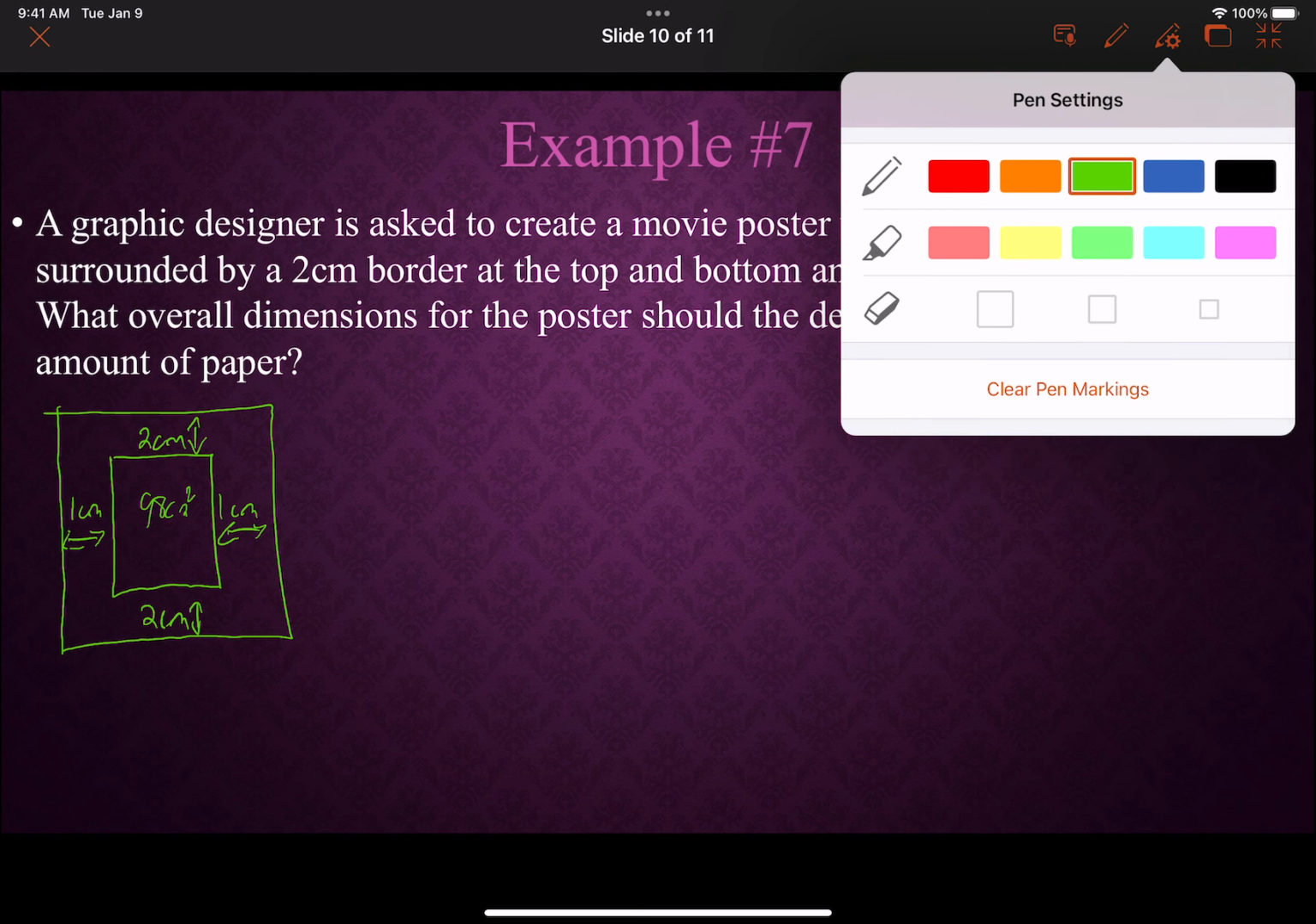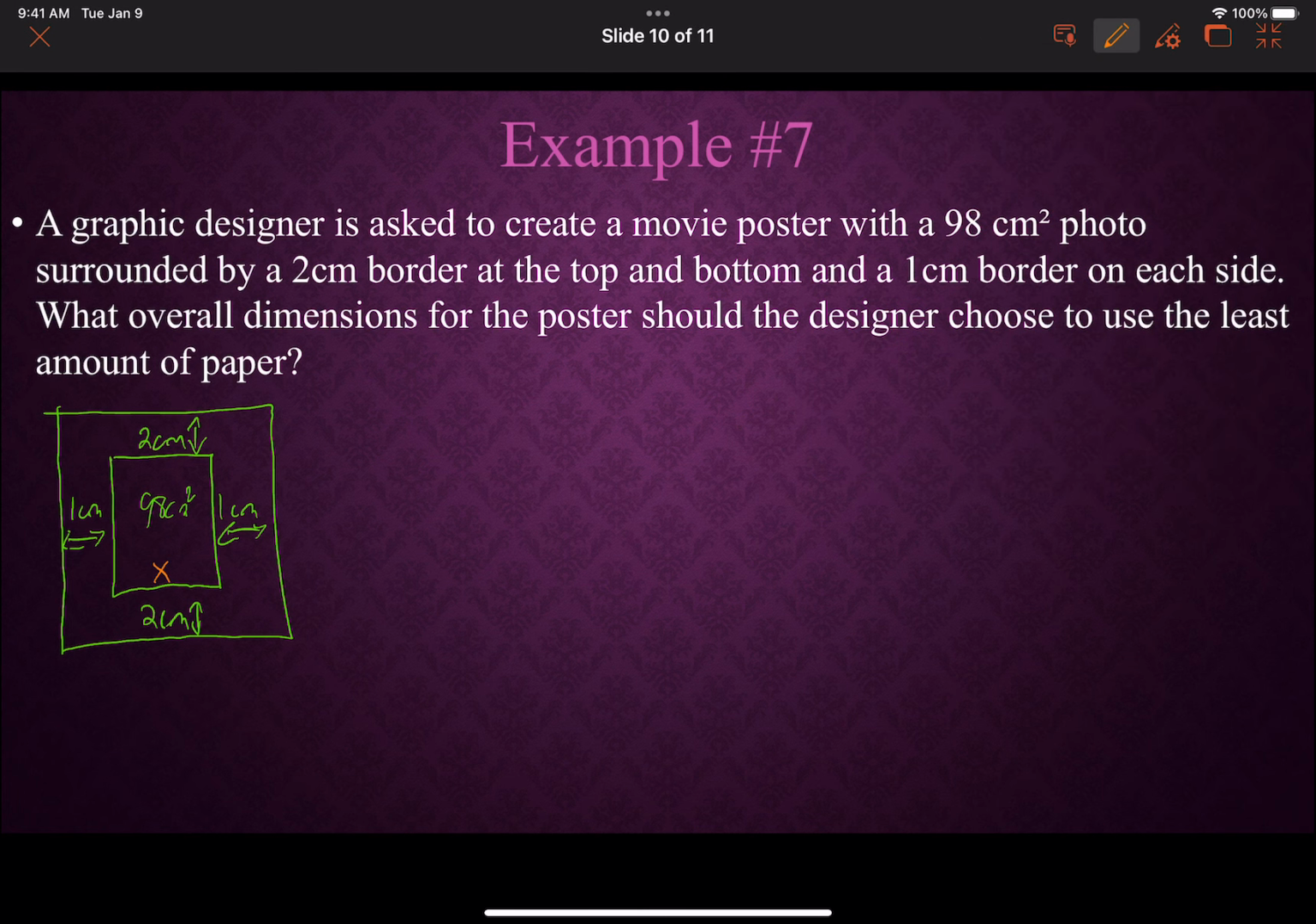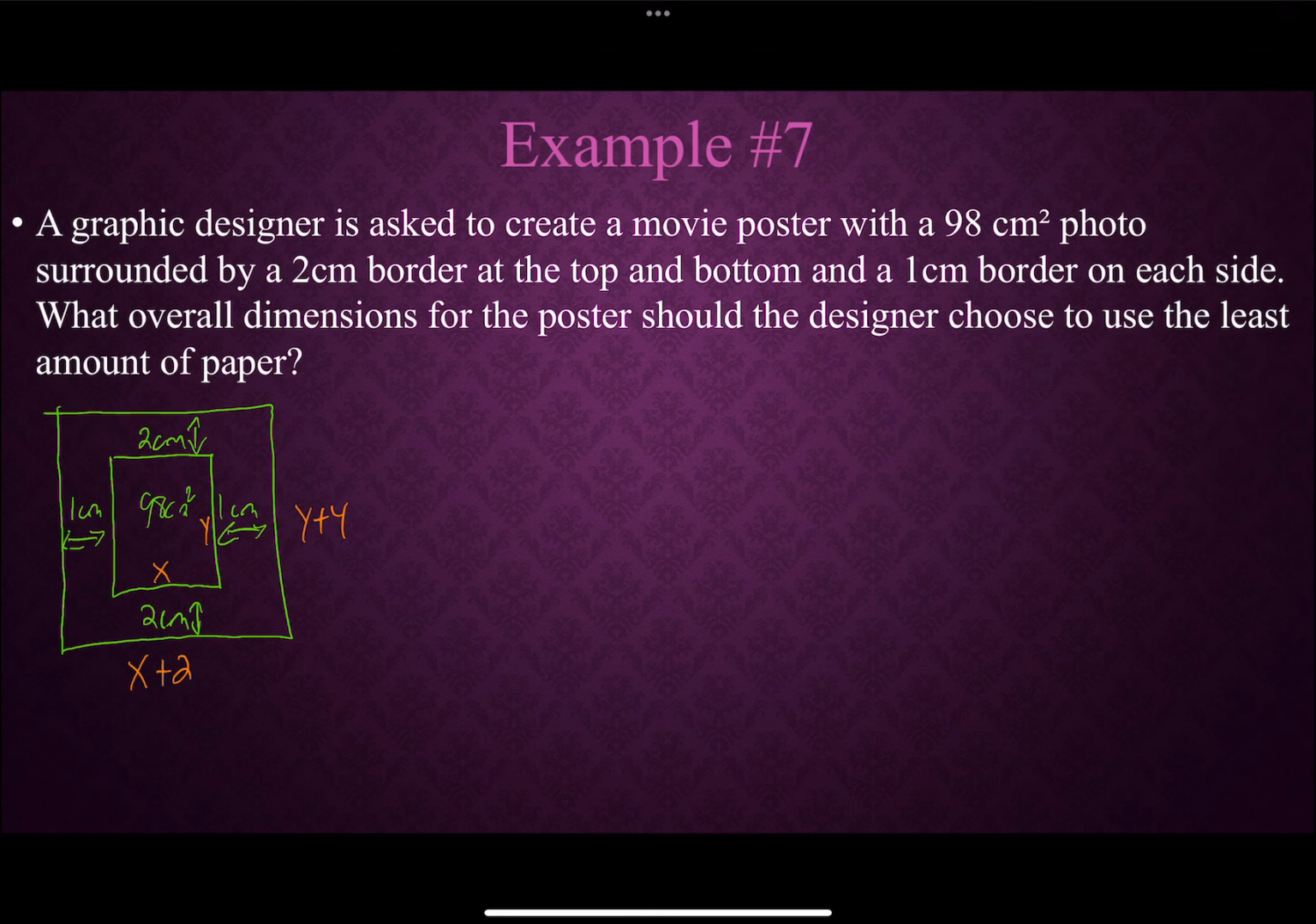Our original dimensions, we'll call them x and y. I'm going to do them in orange so we can see them a little better. So obviously horizontal, I'm going to use x. Vertical uses the y, which means the overall movie poster would be x plus 2 and y plus 4 for those dimensions. Now, the actual poster itself, without the border dimensions, will just be x times y equals 98. Whereas the area of the full shape with the border dimensions would be x plus 2 times y plus 4.